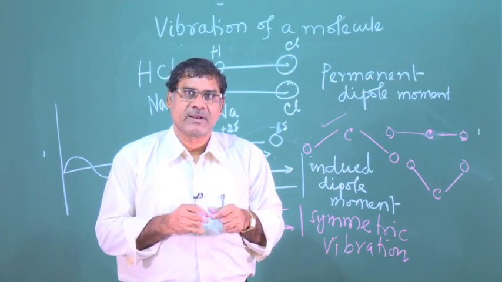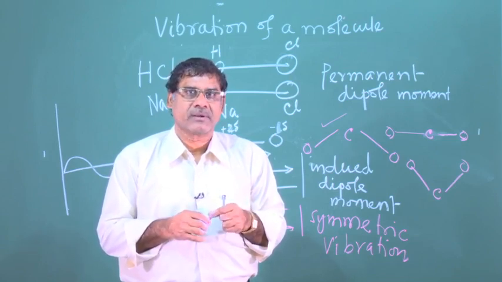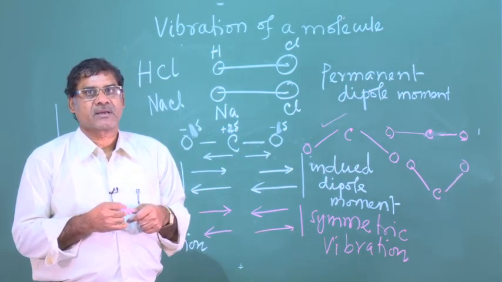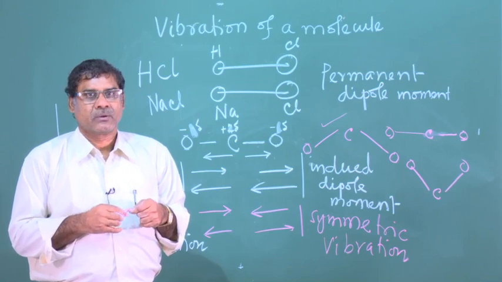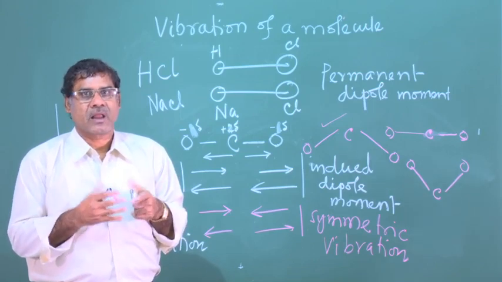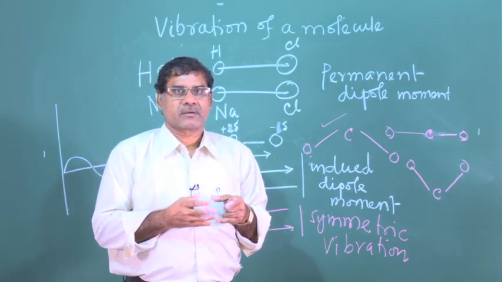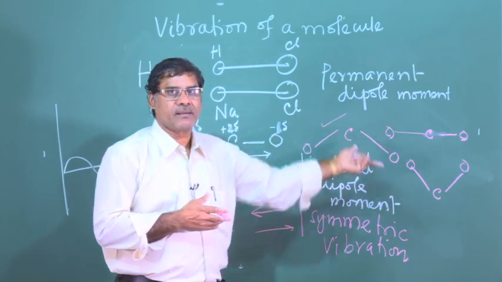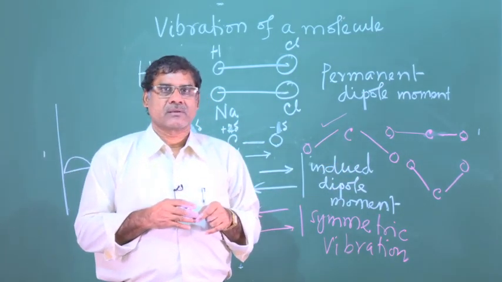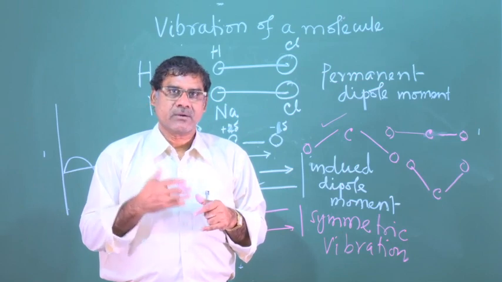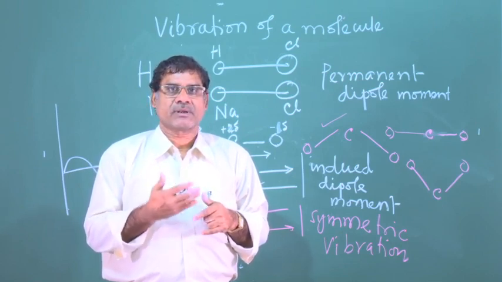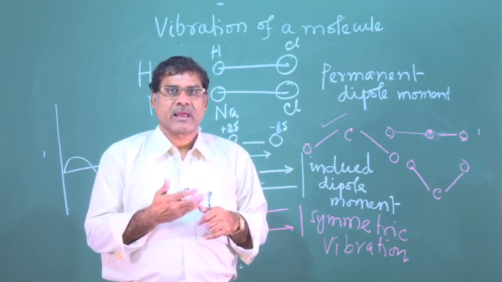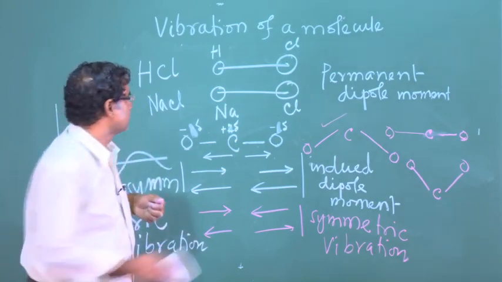So, generally in case of rotation, it is only the molecules which have a permanent dipole moment, only those molecules are microwave active. But in case of vibration of a molecule, although some molecules do not have a permanent dipole moment, due to the asymmetric vibration or this bending of the molecules, this induced dipole moment fluctuates with time and it becomes an infrared active molecule. Okay.